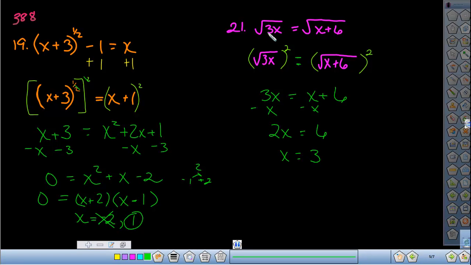That gives us the square root of 9, and the square root of 9 is 3. And then we come over here, we get 3 plus 6, which is 9. The square root of 9 is also 3. So that is not an extraneous solution. That is a definite solution to this system. So that concludes this video.